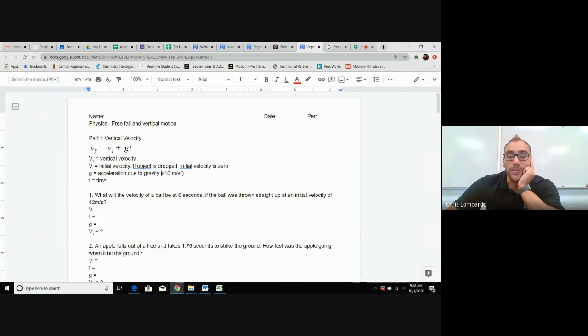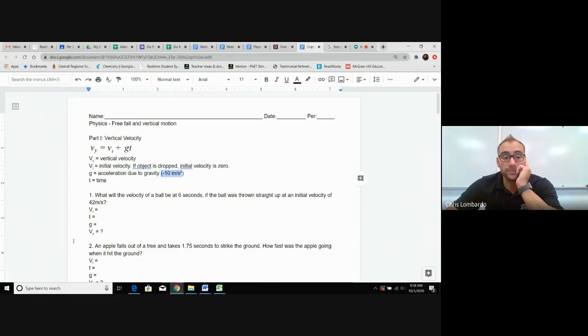Now, in our problems, we're using negative 10 meters per second squared. If an object is dropped, its Vi is 0. If it is launched completely horizontally, your Vi is 0. Pretty much if they don't tell you it's being thrown at a certain speed, up, down, at an angle, anything like that, the Vi is going to be 0.